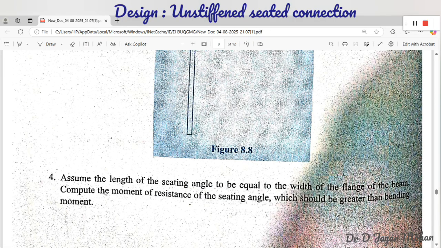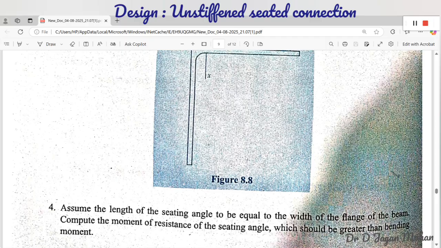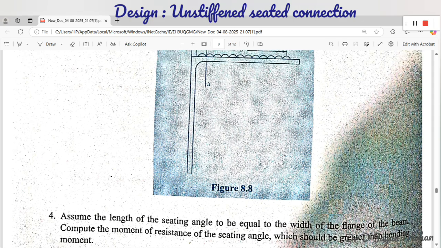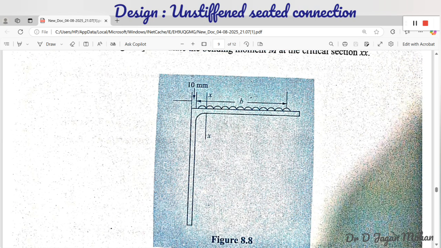So then assume the length of the seat angle equal to the width of the flange. The length of the seat angle is perpendicular to the plane of the paper, and that will be equal to the width of the flange of the beam. So the full bottom flange of the beam will rest on that one, for a length of b.